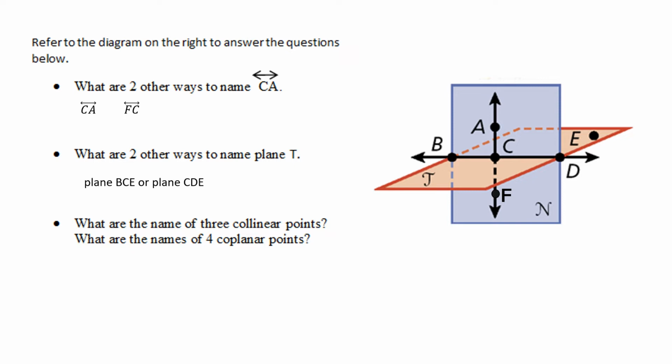Notice BCE and CDE. What are the names of three collinear points? These 3 points are collinear, all on the same line. What are the names of four coplanar points? Those are 4 points on the same plane. Those would be the ones that we use to describe plane T. So points B, C, D, and E.